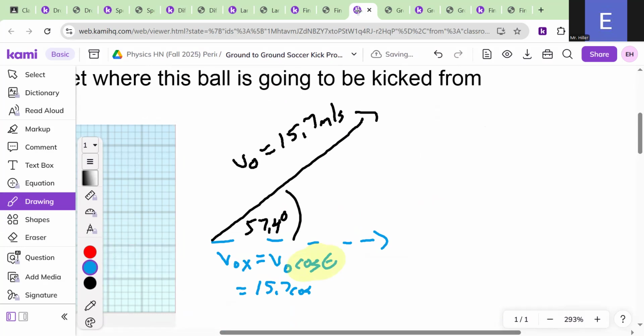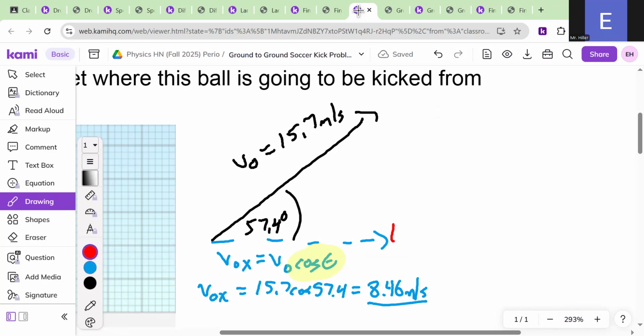I'm going to put that in my calculator. 15.7 cosine 57.4. And I'm getting a speed of about 8.46 meters per second. I'll keep it to a couple decimal places. So that's going to be my V naught X when I do my work.